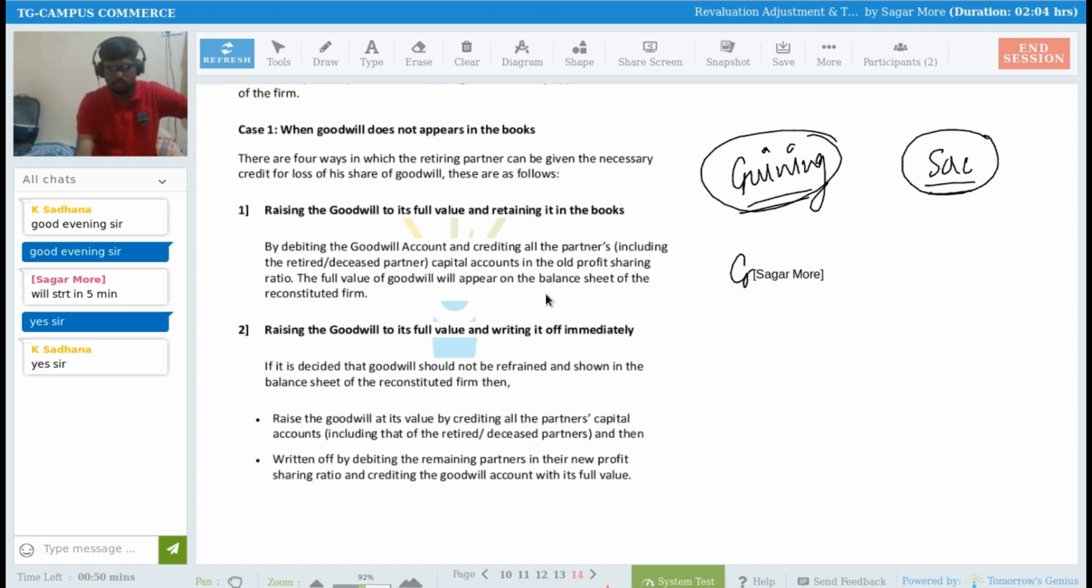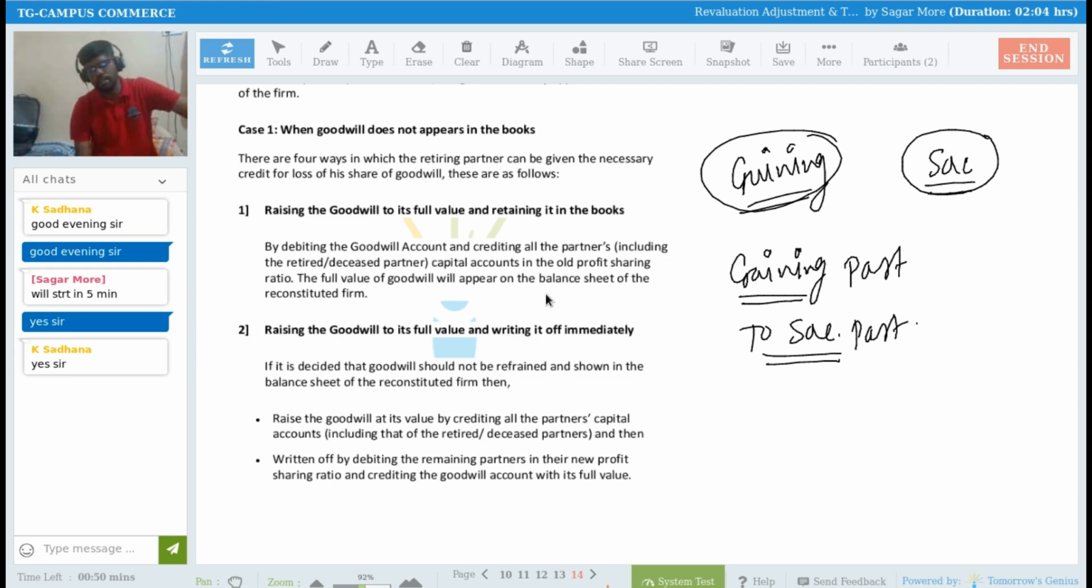After finding that, you simply debit the gaining partner's capital or current account, and you credit the sacrificing partner's capital or current account. That's it. The concept is simple: we have to give a benefit to the sacrificing partner because he's losing. He is giving away his share to someone. So we credit the sacrificing partner's capital account; we increase his capital balance.